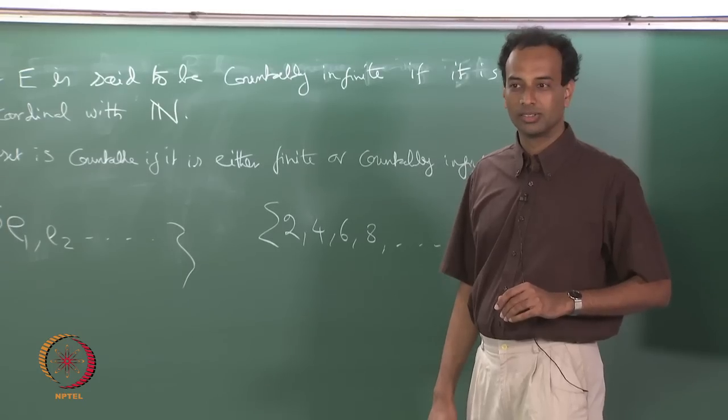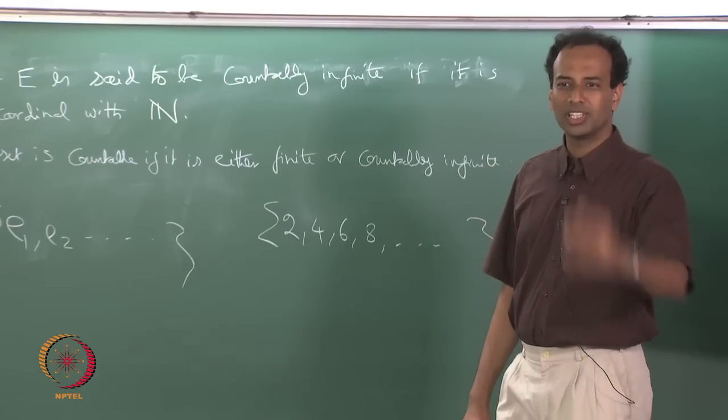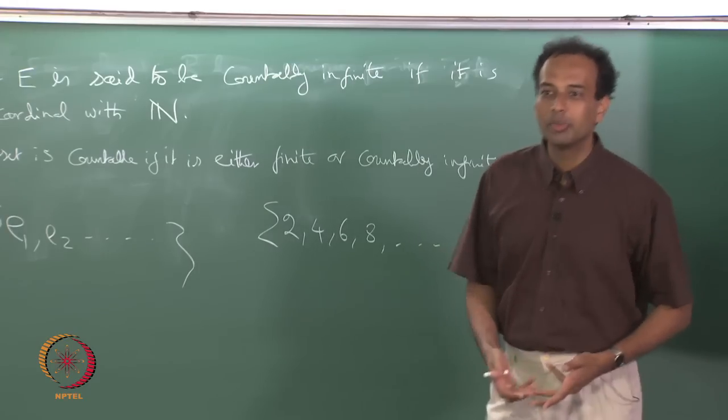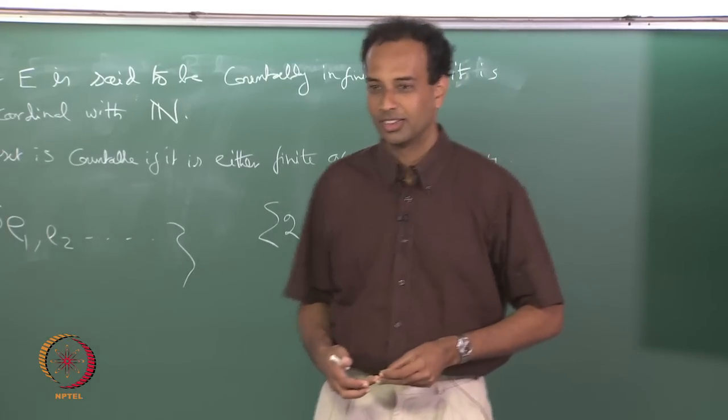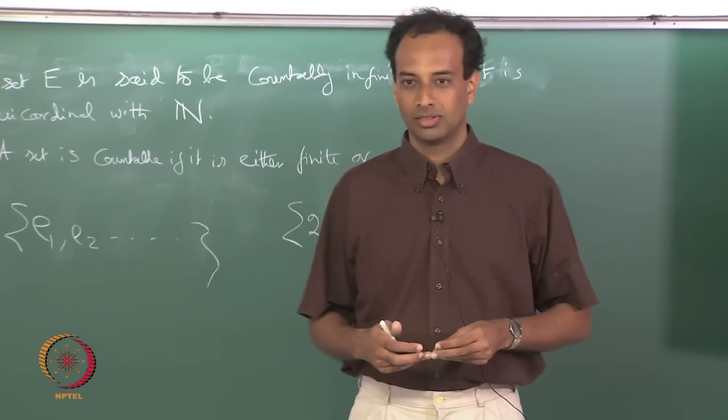What you can also show is all prime numbers are countably infinite, because you can identify the ith prime number. If I tell you what the 27th prime number is, you go and find out. So prime numbers are a countably infinite set, correct?